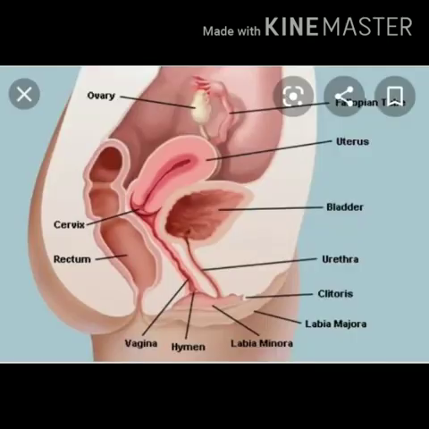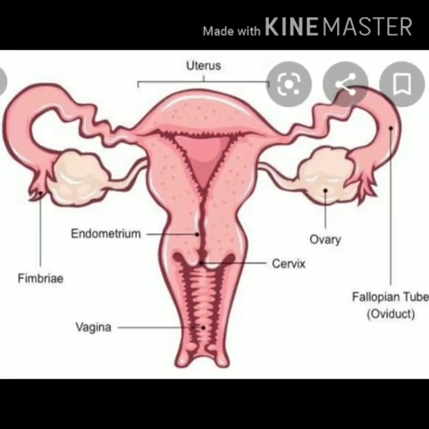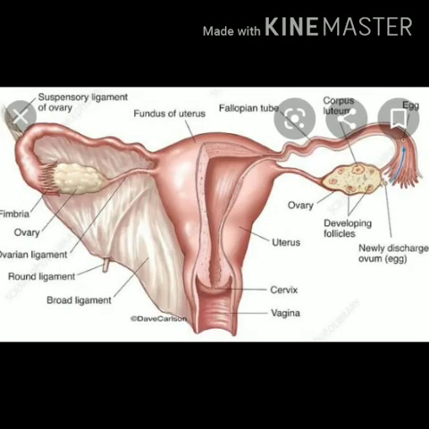Now, what are the functions of the oviduct? The oviduct is the site of fertilization. This takes place when an ovum meets a sperm in the oviduct and a zygote is formed. The developing zygote is conveyed to the uterus with the help of ciliary movement of the epithelium lining the oviduct.